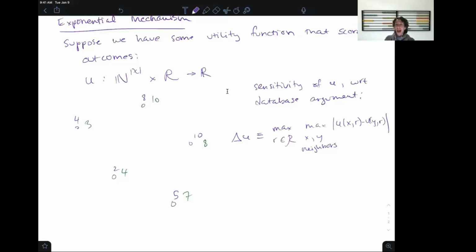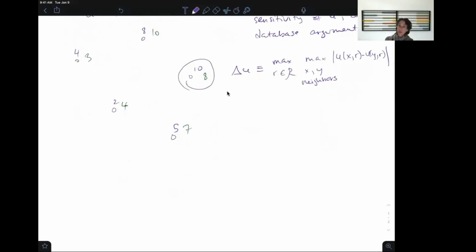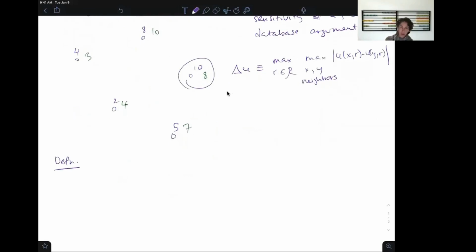Intuitively, this is the thing we have to fight against. Because if changing from one database to a neighboring database could change the score of one of these outcomes substantially, then it's going to be harder for us to ensure that we're always concentrating our probability mass on good outcomes. If the scores are very similar under neighboring databases, then it's going to be easy to maintain stable distributions that are good. And now with all of this in mind, we can finally define the exponential mechanism, which is actually a really simple approach.